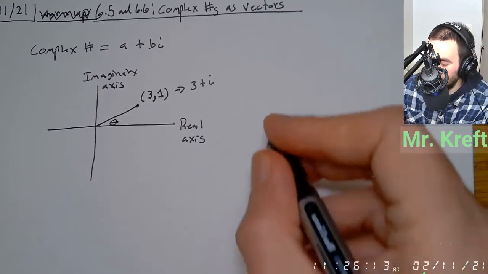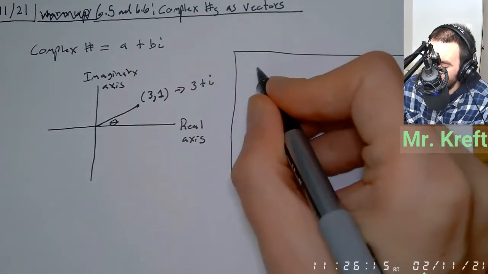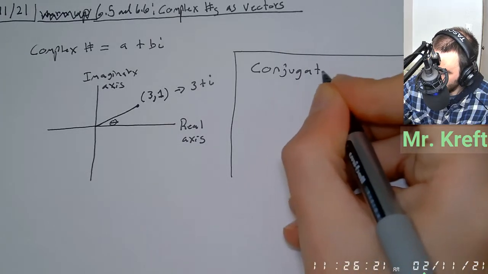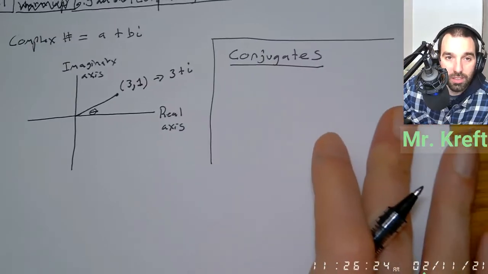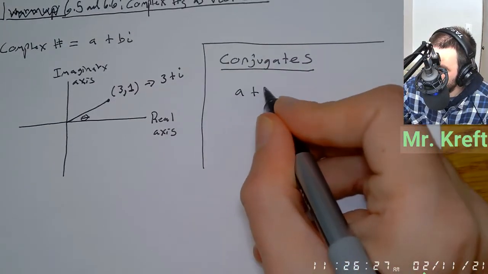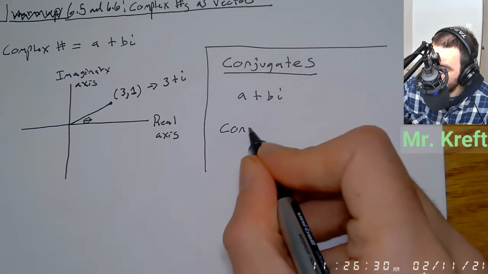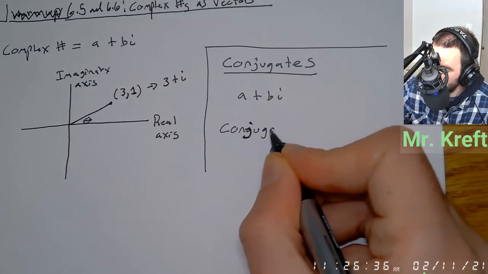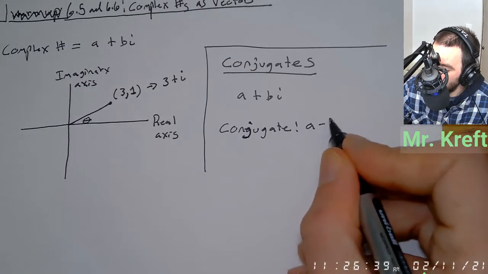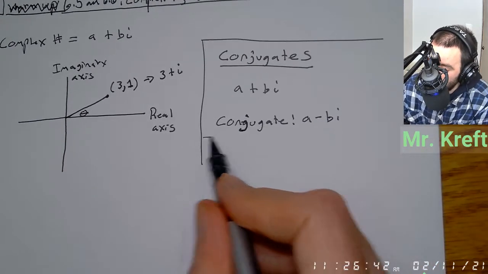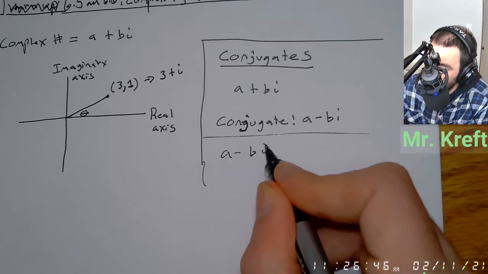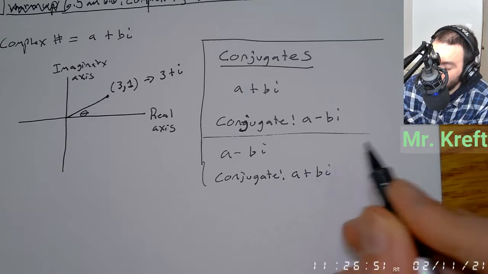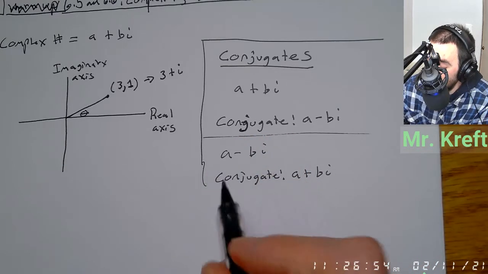Okay, I want to name drop something really quick. This is just an aside, but we have to remember what conjugate means. So just remember, if I have a plus bi, the conjugate would be a minus bi. Okay, so another example, if I had a minus bi, the conjugate would be a plus bi, right? So you're just changing the sign in front of that.